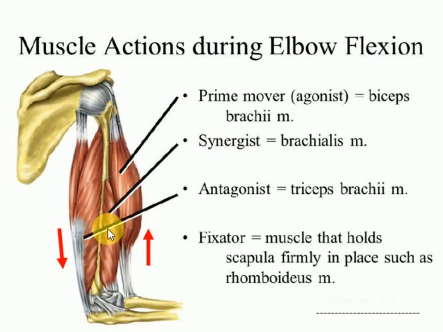elbow joint movement. This is the primer mover, which is agonist biceps brachii muscle. Then you have the synergist, brachialis muscle, which is a synergist. It helps the action of the biceps brachii muscle. Then you have the antagonist triceps brachii muscle, and you have the fixator muscle that holds the scapula in place, such as the rhomboideus muscle, as we shall discuss later in the upper limb. But this is the example of the four actions of skeletal muscles.